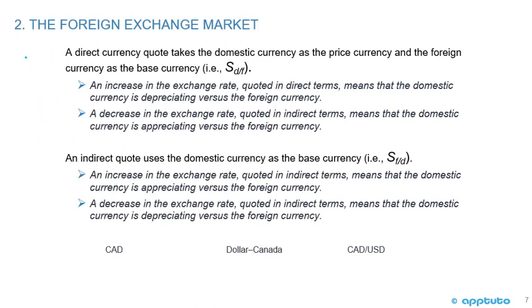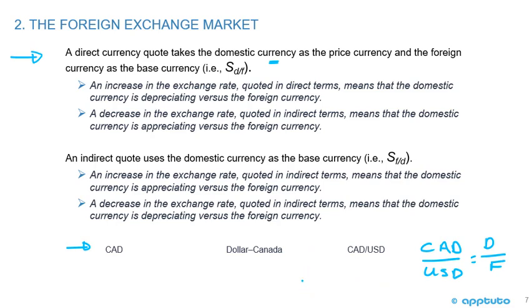Okay, we're going to go through some rules here, and we're going to start with a direct currency quote. It takes the domestic currency as the price currency and the foreign currency as the base currency, okay? So you can see here I'm Canadian, so I've just put down the CAD, the dollar Canada, so we have CAD over USD, okay? And that would be domestic over foreign from the point of view of me as a Canadian.